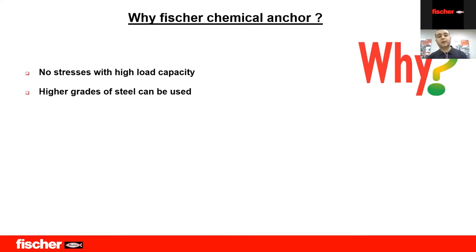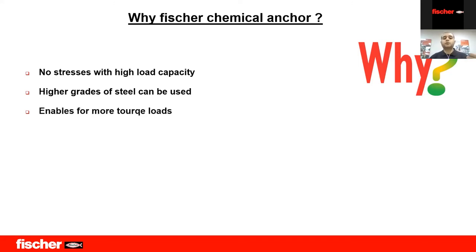However, for the steel that can be used with the chemical anchor, you can use 6.8 and 8.8, and 6.8 and 8.8 are related to the yield strength of the steel itself, or the grade of steel itself. So higher steel grades can be used in the chemical anchor, unlike the mechanical anchor, where it's limited to some grade that it usually will not exceed.